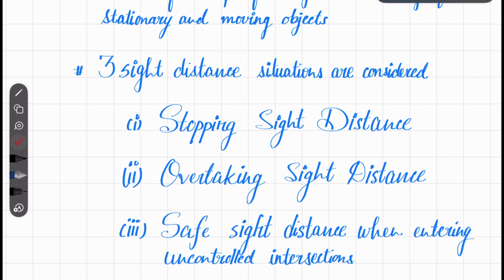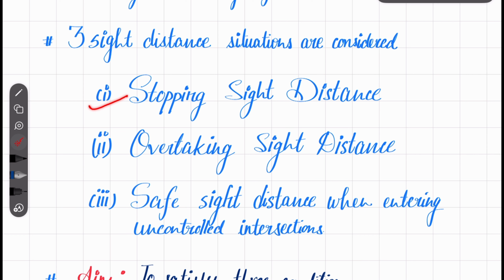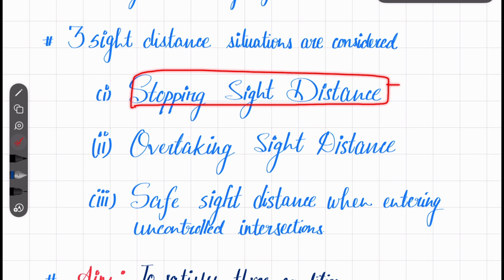The first one is the stopping sight distance. That is, if a vehicle sees any form of obstruction on the road, the vehicle should have a sufficient distance to stop and be at a safer distance from that obstruction. So that is what we call the stopping sight distance, and that is what we are going to discuss in detail in this video lecture.